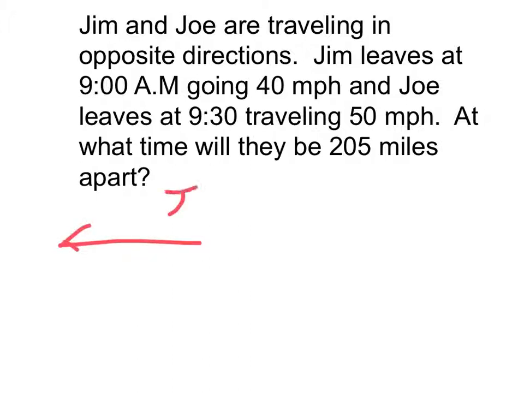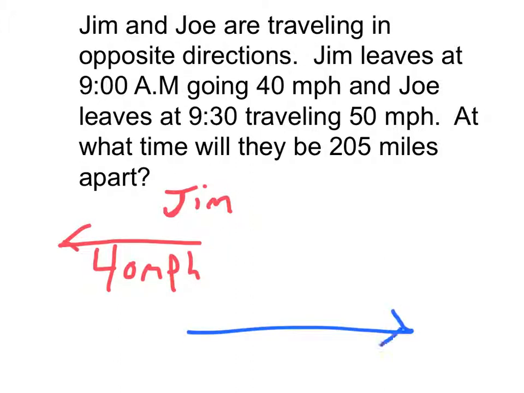Oh, if you have no idea where to start, at least start drawing a picture with the facts from the word problem. Jim's going this way, 40 miles per hour. We got Joe going this way, 50 miles per hour. But we got to keep in mind, Jim had a head start.